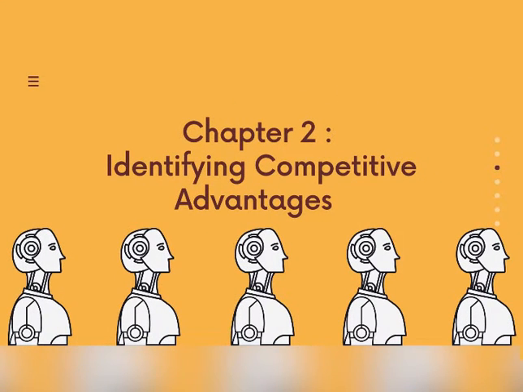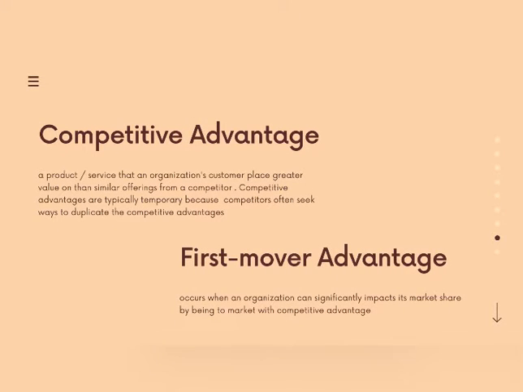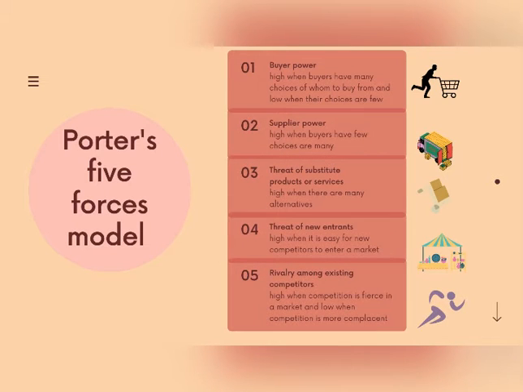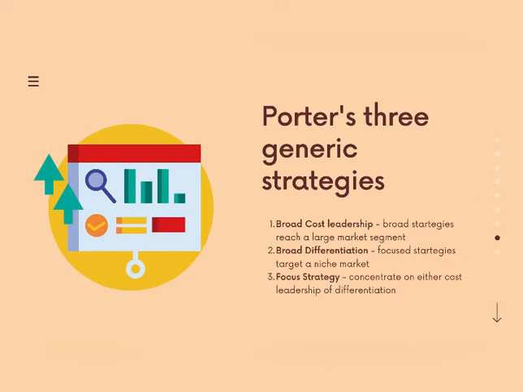Okay, let's move on to Chapter 2, Identifying Competitive Advantages. Here is the comparison between competitive advantage and first mover advantage. In this chapter, we will learn Porter's 5 forces model. Next, we will learn about Porter's 3 generic strategies, which is broad cost leadership, broad differentiation, and the last one is focus strategy.